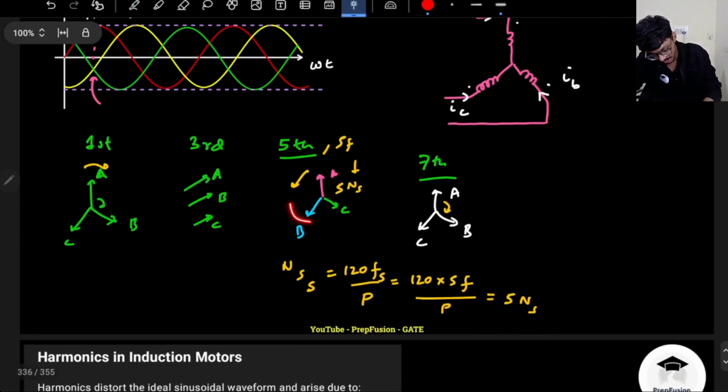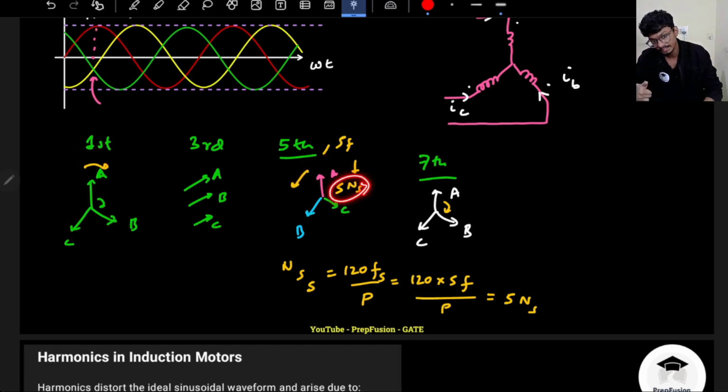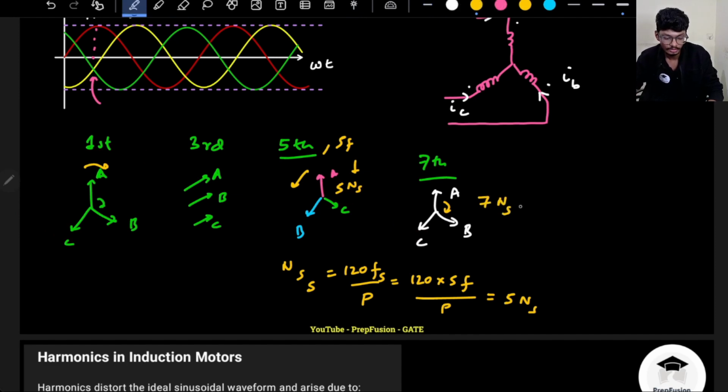So it will generate a rotating magnetic field whose amplitude will be much lower than the fundamental component, but it will rotate in the opposite direction to the fundamental component with a speed of 5 ns. Same for here, it will rotate in the same clockwise direction with a speed of 7 ns. So we are getting magnetic fields in weird directions which is not required, right?